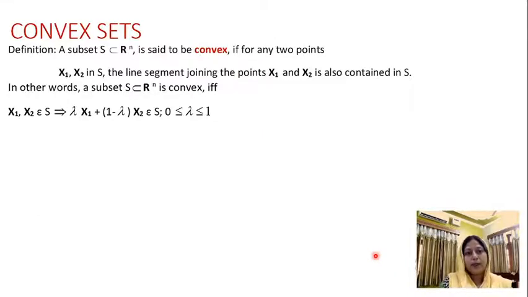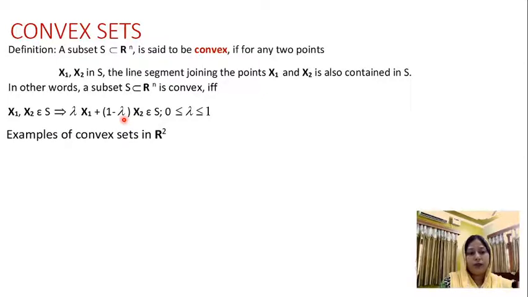Convex sets. A subset S contained in Rn, n-dimensional real coordinate space, is said to be convex if for any 2 points x1 and x2 in S, the line segment joining the points x1 and x2 is also contained in S. In other words, a subset S contained in Rn is convex if and only if x1, x2 belongs to S implies that lambda x1 plus 1 minus lambda x2 belongs to S for lambda lying from 0 less than or equal to lambda less than or equal to 1, both inclusive. So this implies and is implied, both ways.